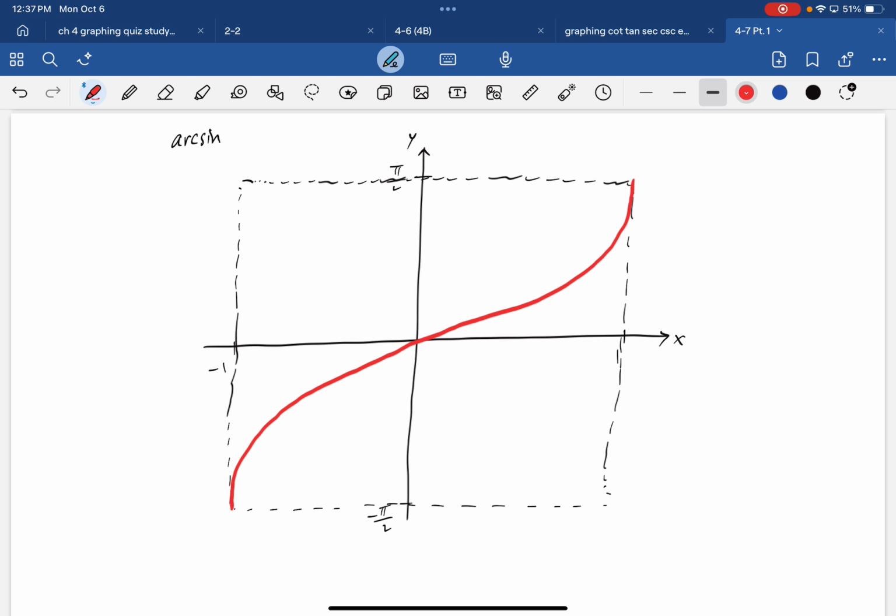All right, so that's the graph of the arcsine function. Graph of arc cosine, how would that look, actually? My visual IQ is not high enough to imagine it. That concludes my lecture.